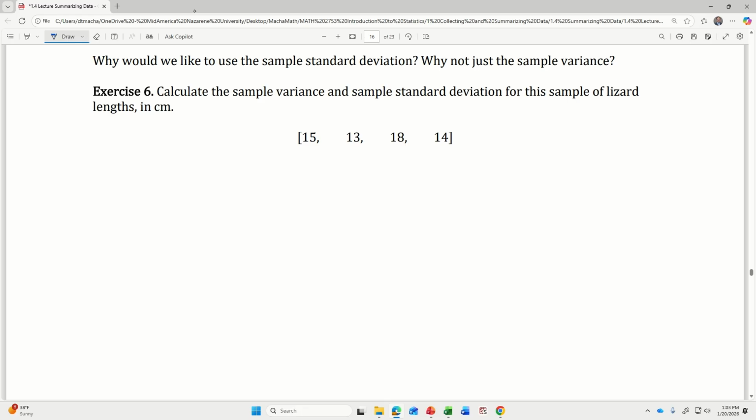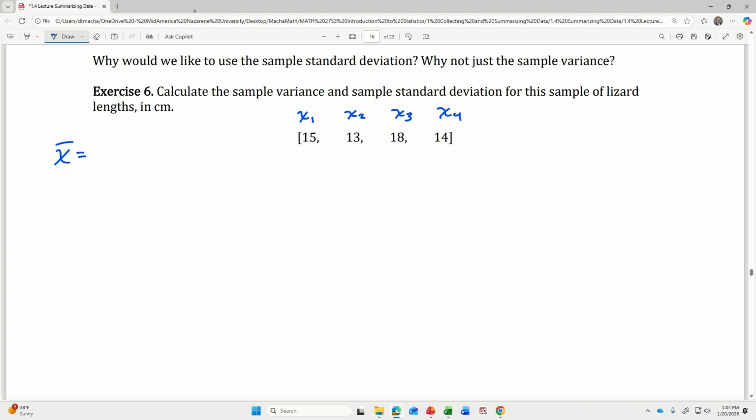Exercise 6 says, calculate the sample variance and the sample standard deviation for this sample of lizard lengths. Now, the first step is the deviation of every measurement. So to calculate deviation, I'm going to need to calculate the sample mean. Would you order them from least to greatest first? I could, if I wanted to. That's fine. It doesn't really matter for means, and it doesn't really matter for variance or standard deviation.